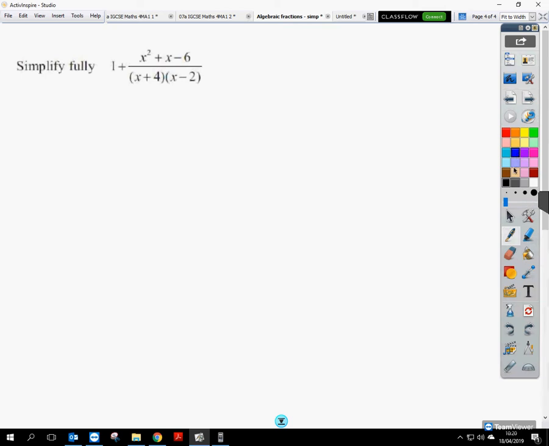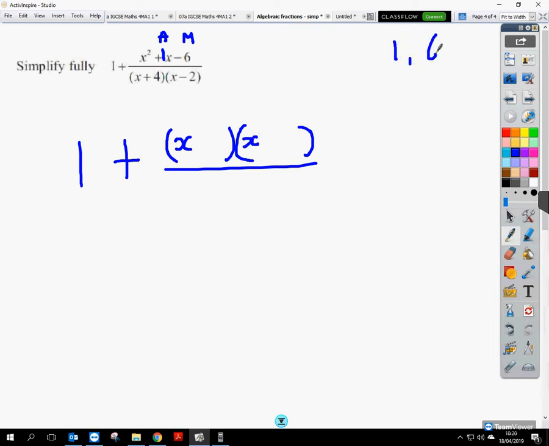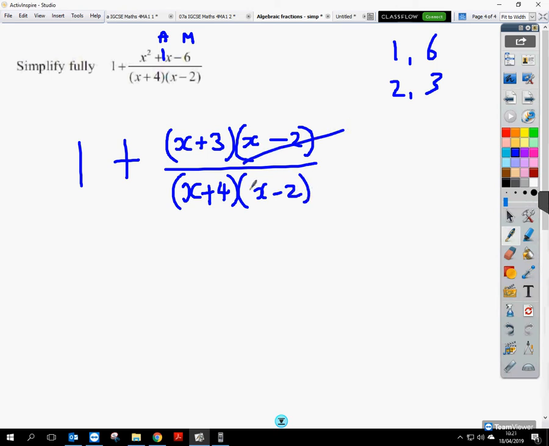And to the last question. So simplify fully. Right, well, the numerator can be factorized. We want two numbers that add together to give 1, but multiply together to give negative 6. Think of factors of 6. You've got 1 times 6 and 2 times 3. I can use 2 and 3 to end up with 1 if I have positive 3 and negative 2. Now I can cancel common factor. x minus 2 cancels with x minus 2. But I need to try and add 1 to x plus 3 over x plus 4.